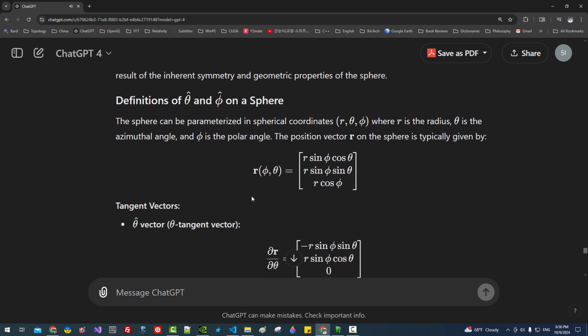Definitions of hat theta and hat phi on a sphere. The sphere can be parameterized in spherical coordinates, r, theta, phi, where r is the radius, theta is the azimuthal angle, and phi is the polar angle. The position vector r on the sphere is typically given by r(phi, theta) equals the matrix with entries r sin phi cos theta, r sin phi sin theta, r cos phi.